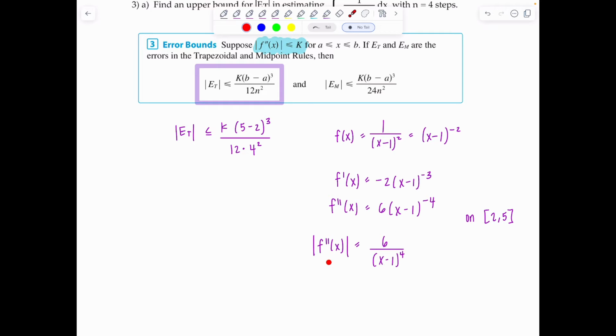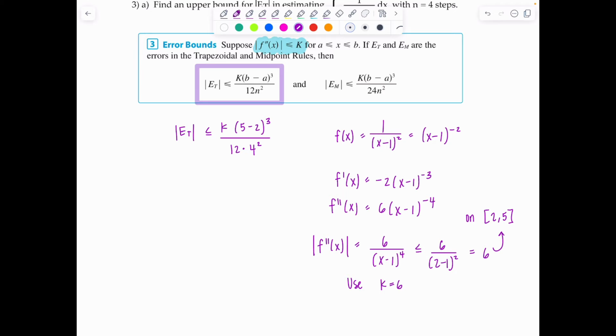So the second derivative is decreasing on 2 to 5, and I didn't take another derivative to observe that. I just looked at it. So then I know this will achieve its absolute max when x is 2 at the beginning of the interval. So I could say this is always going to be less than or equal to 6 over 2 minus 1 squared, which is just 6 on that interval, okay? So we're going to use k equals 6.